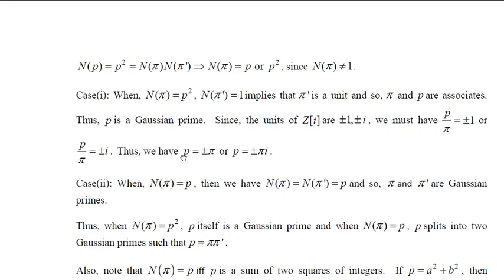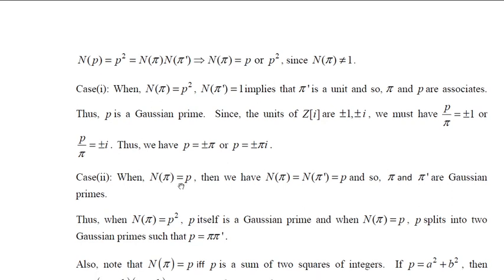If you cross multiply, you will get p equal to plus or minus pi, or p equal to plus or minus pi i. That means p itself is a Gaussian prime, because your pi is a Gaussian prime. So p is a Gaussian prime itself whenever N of pi equals p squared.